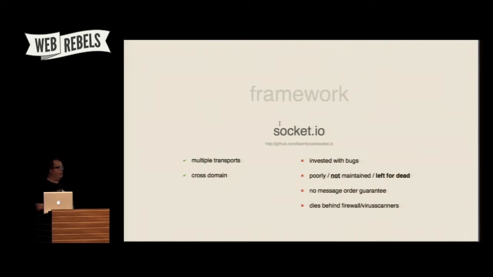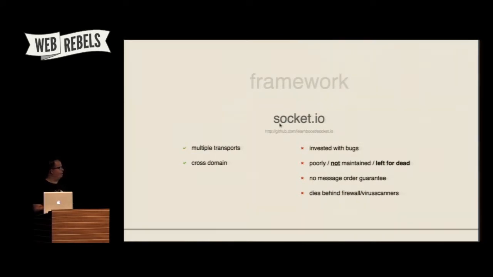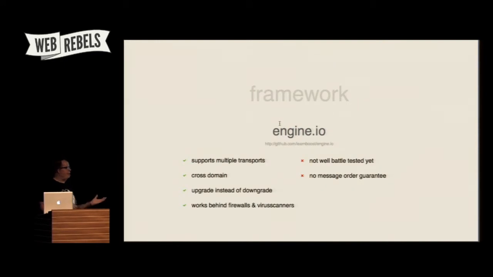Socket.io 1.0 should have been released 2 years ago, but we're still waiting for it. So that's not something you want to build your applications on. But they came out with a new framework, and it's called Engine.io, and it does it a lot better.